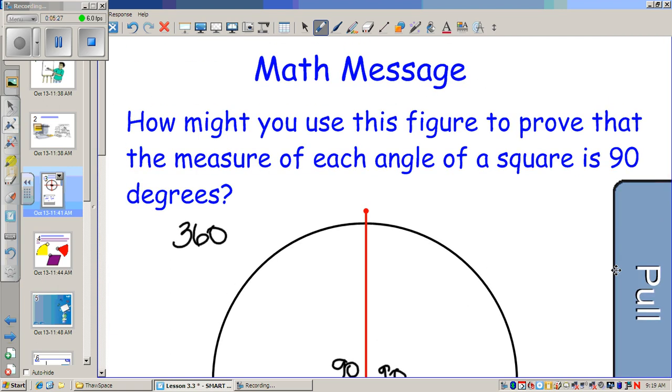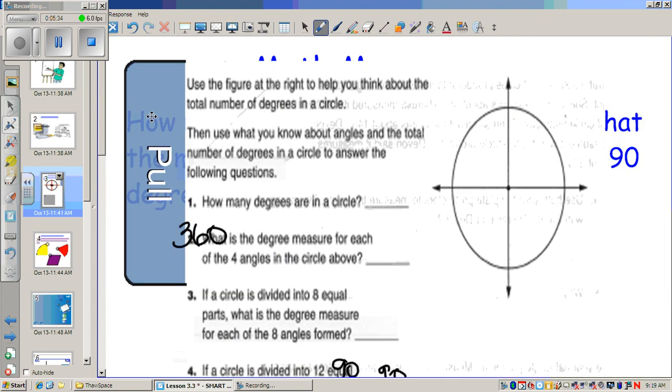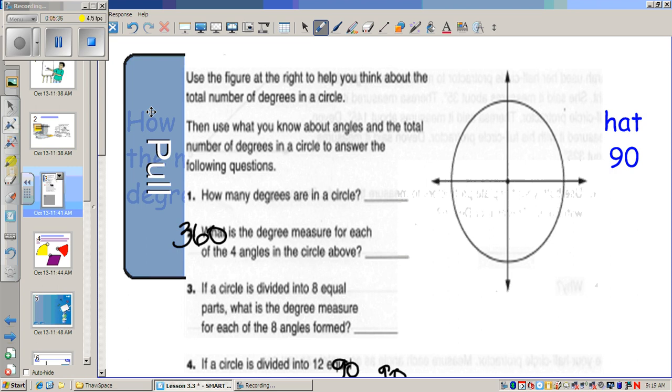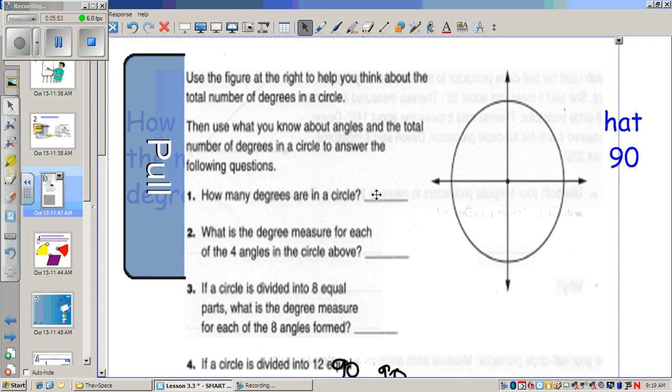I want to take a look at this right here. This says, use the figure to the right to help you think about the total number of degrees in a circle. Then use what you know about angles and the total number of degrees in a circle to answer the following questions. So, how many degrees are in a circle? And we do know that already. We do know that there are 360 degrees in a circle.